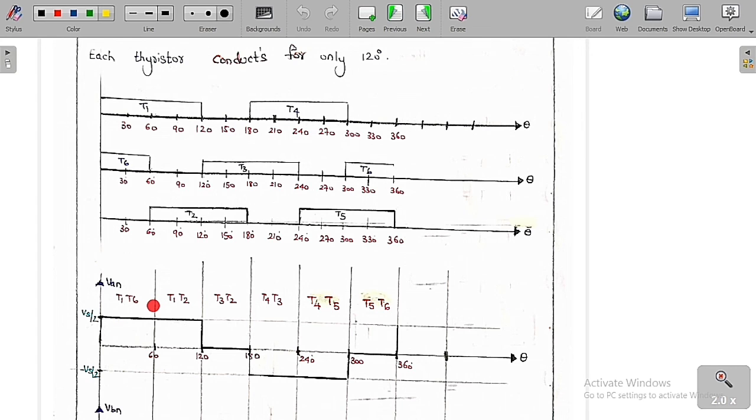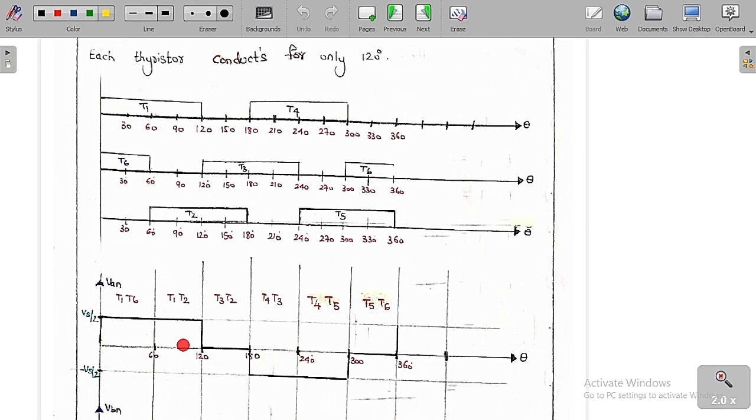So therefore if you do the analysis by switching on the T1 and T6 thyristors, then by solving it we are going to get the phase voltage and the line voltage. So we are going to get VAN is equal to Vs by 2, and VBN we are going to get minus Vs by 2, and VCN we are going to get which is 0. So these are the voltages that you are going to get after doing the analysis from 0 to 60 degrees.